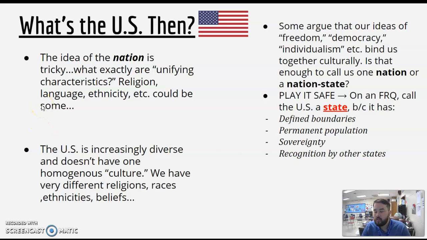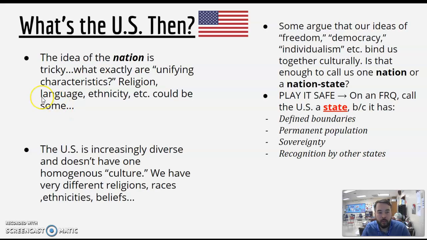So what is the U.S. then after all this? Because, you know, when we do the Pledge of Allegiance and we say one nation under God, indivisible, are we a nation? Are we a nation state? What are we? For the purposes of AP Human Geography, I would refer to the United States as simply just a state, okay? That's the broadest term for country is a state. Stick to the word state for AP Human Geography.